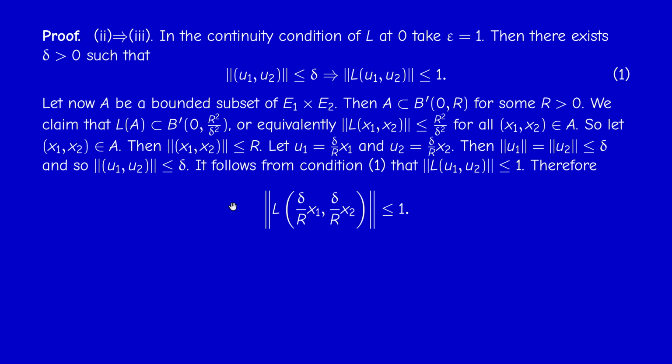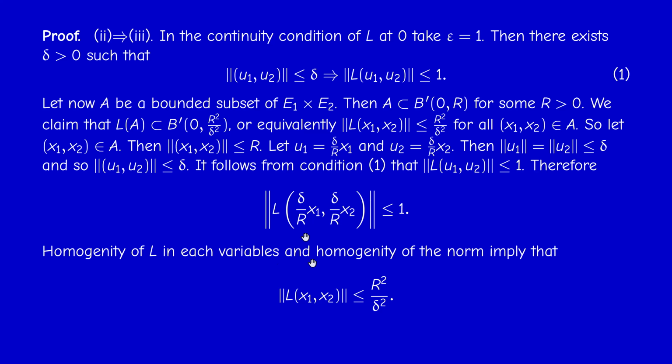So I get delta square over R square times the norm of L(x1, x2) is less than 1. And then when I multiply by the inverse, I get that the norm of L(x1, x2) is less than R square over delta square. And that's it. So this means that the image of A under L is contained in the ball of center 0 and radius R square over delta square. Okay, so this finishes the proof of the implication 2 implies 3.